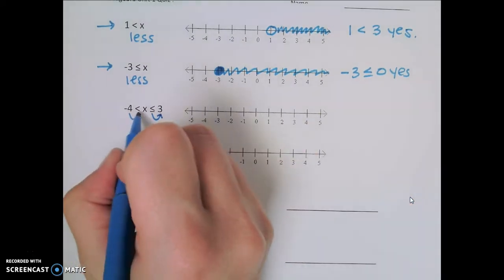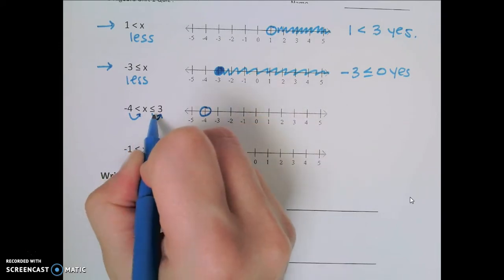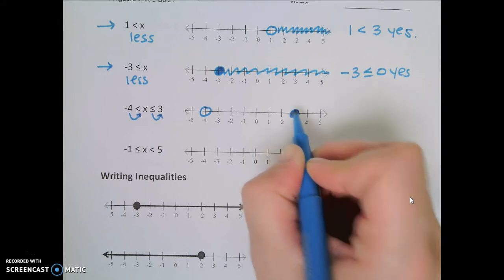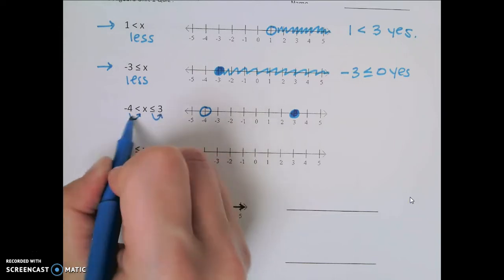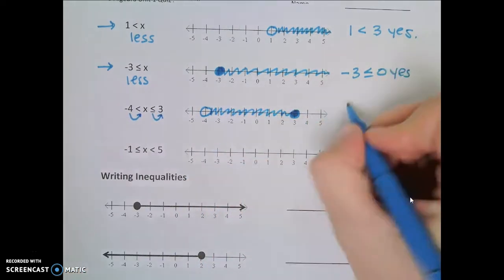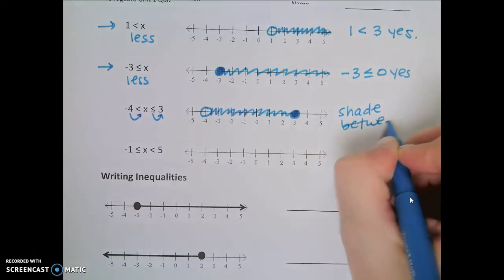So for -4 being less than x, I'm going to do an open circle. And for x being less than or equal to 3, I'm going to do a closed circle. And then you can see in this inequality, x is literally in between these 2 numbers, so you're going to shade in between as well. You're going to shade between the dots.